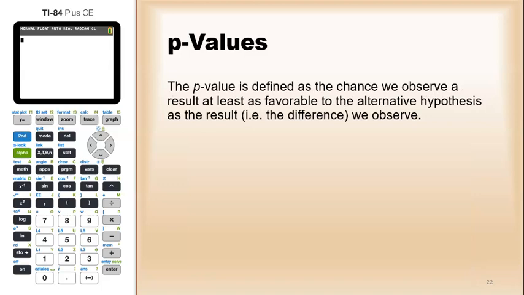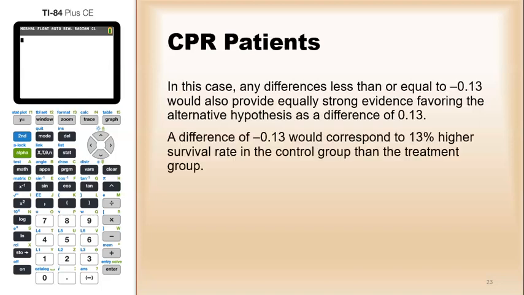For us, we're going to do it slightly differently. The p-value is defined as the chance we observe a result at least as favorable to the alternative hypothesis as the result we observed. In this case, any difference less than or equal to negative 0.13 would also provide equally strong evidence favoring the alternative hypothesis as a difference of positive 0.13. A difference of negative 0.13 would correspond to a 13% higher survival rate in the control group than the treatment group.